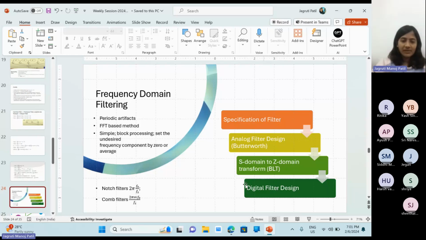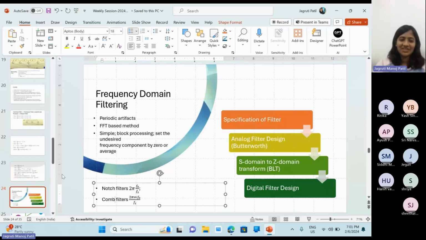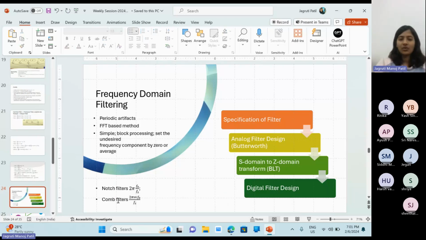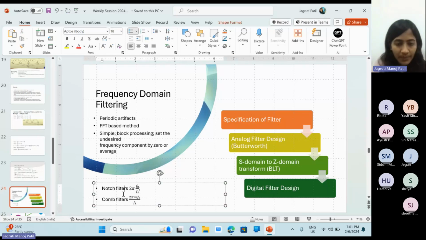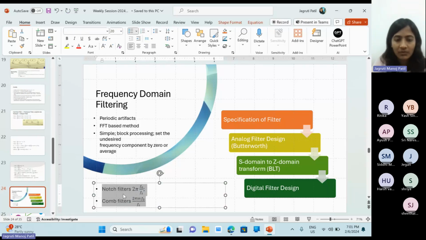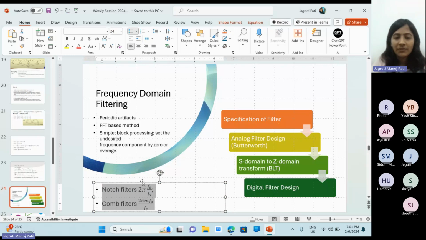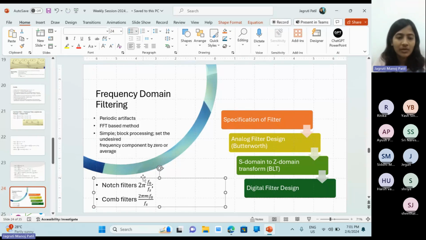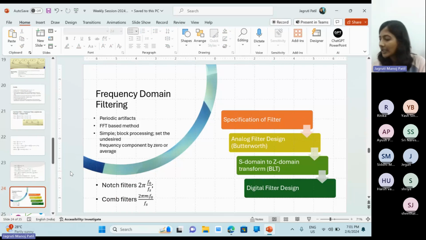Now for digital filters, there are some common filters that were introduced in the session. Those were notch filters and comb filters. For them, this is how the poles of the systems are given. The formulas were the same, that is 2 pi f naught by fs, and comb filters were the same. So can one of you unmute yourself and let me know what's the difference between a notch filter and a comb filter? You can also say how it looks. That's also fine.